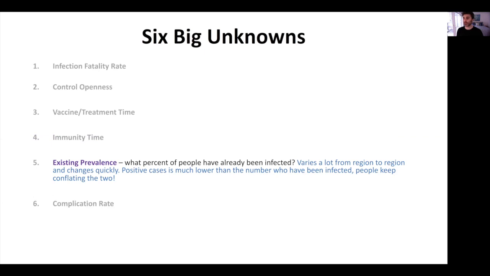The fifth big unknown is existing prevalence. So what percentage of people have been infected previously in different areas? And of course, it's going to vary a lot from region to region, and it's going to change quickly as the virus spreads. The positive cases, it's worth noting, are much lower than the number who have been infected. So for example, if in an area they say, oh, we have 10,000 confirmed cases of COVID, it doesn't mean just 10,000 people have been infected. There may be 10 or even 50 times more people that have been infected, because it's really limited by the testing capacity and whether they can find everyone who needs testing, and so on.